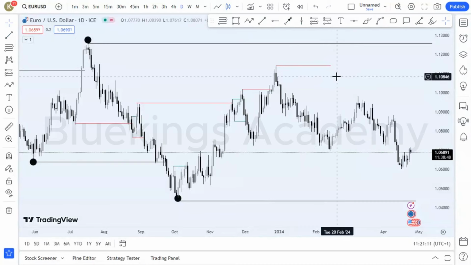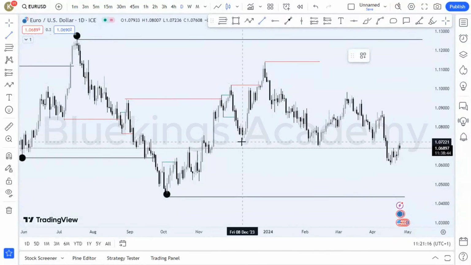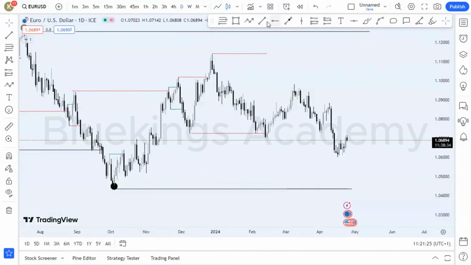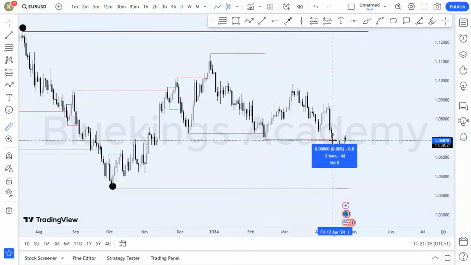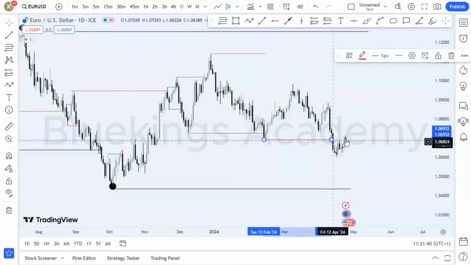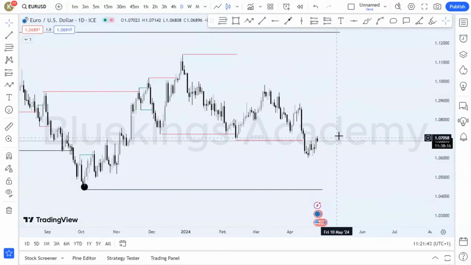So yes, this is what we call another internal high. Now this low led to the break of, led to the formation of this. So this low is definitely internal. In a manner, this is the high that led to the break of this low, which happened here. Then this low also led to the break of this fractal high. You see here. Therefore it qualifies to become an internal low. That's as easy as that.